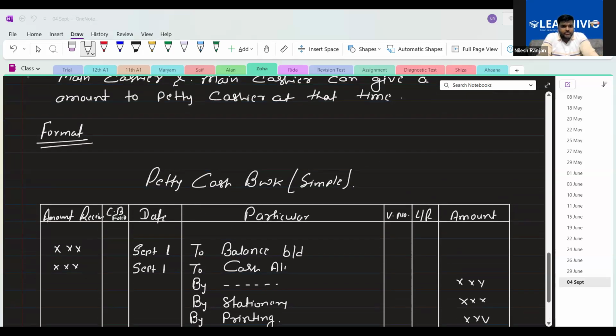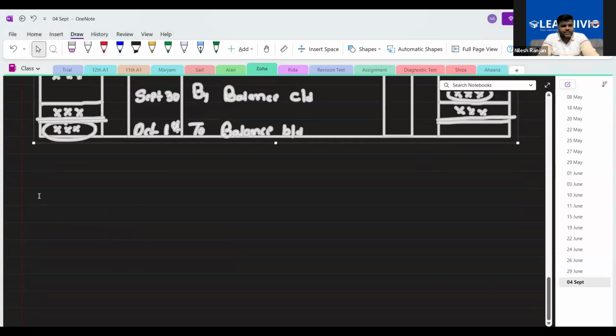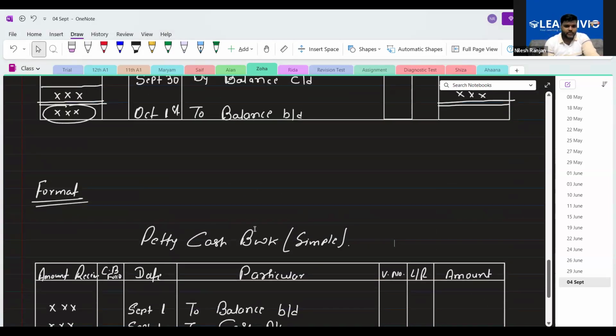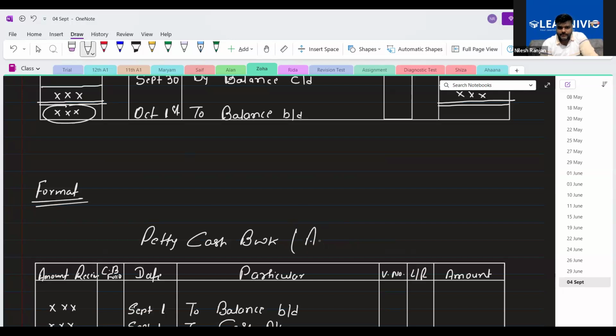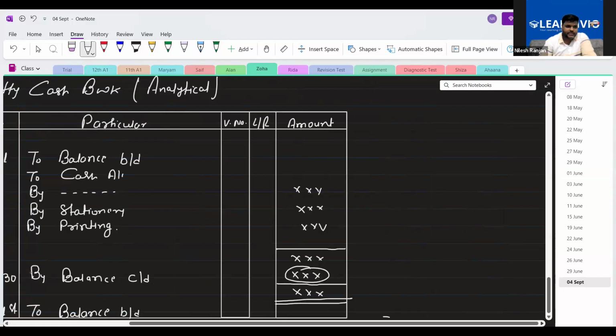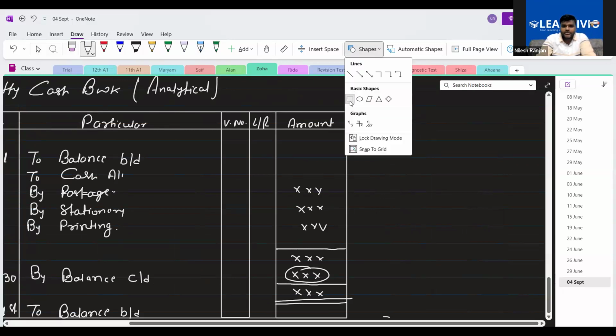Now, if we have to prepare the analytical cash book, then the format is almost the same, but there will be some change. I'm writing that format also. You don't have to copy the same thing, but just understand how it is to be done. It is petty cash book. I'm erasing the simple part here. Now it is analytical. Whatever expense names are given, like stationery, printing, postage, wages, or something else, you will create a separate column every time there is a different expense name.